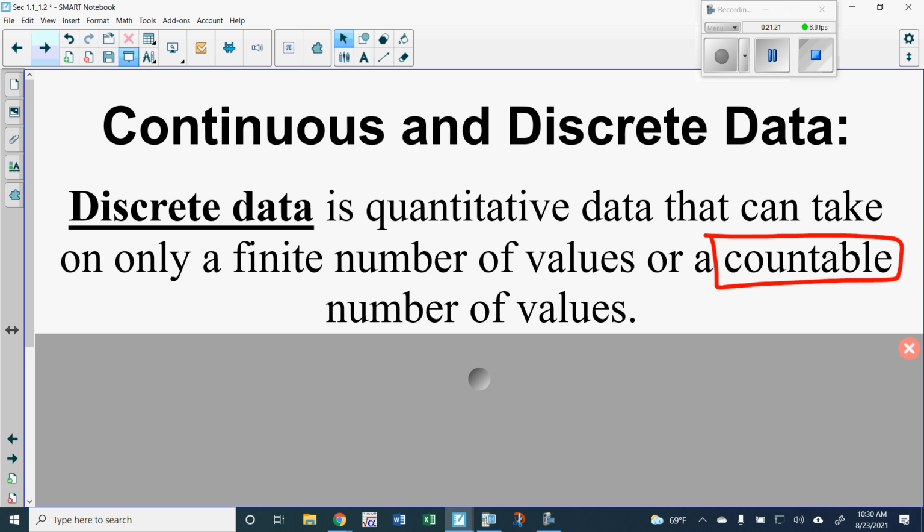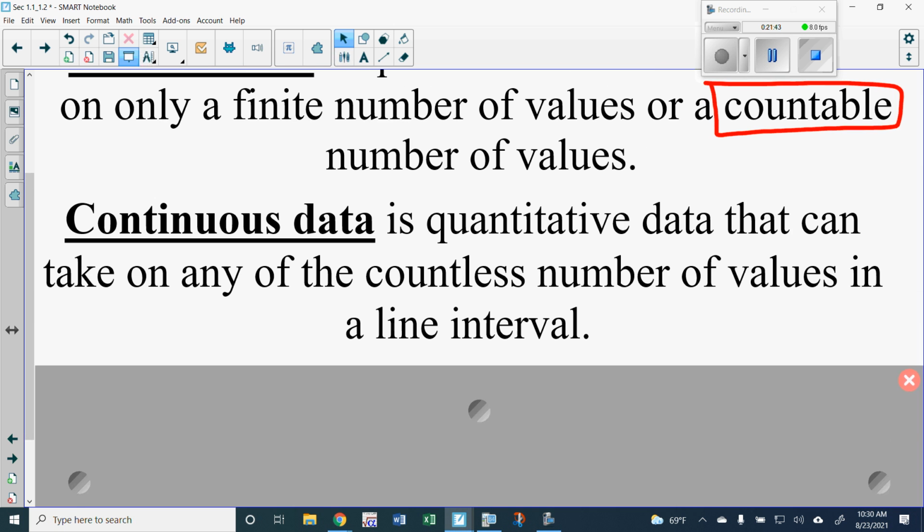data. This is data that can take on a countless number of values. Infinite number of values, so to speak. Easy way to think of another word to add, I don't have it in the definition here, but you can think about it here, is decimals. That's a good way to tell the difference.